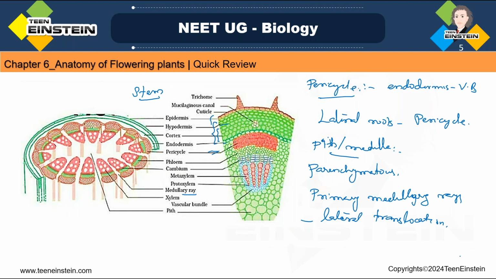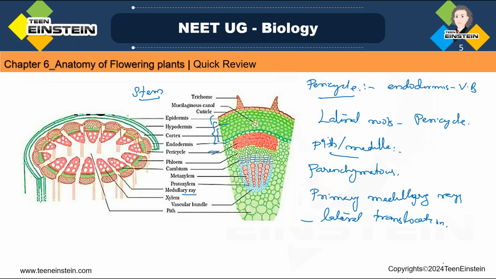So for the ground tissue system we need to say: cortex, pericycle, and pith. These are the regions. While explaining cortex, you need to mention hypodermis, general cortex, endodermis, then the pericycle region, then the pith or medulla region. The main point is, in monocot and dicot, and in stem, leaf, and root, you have to learn which type of cells each region is made up of. So that's about the ground tissue system.